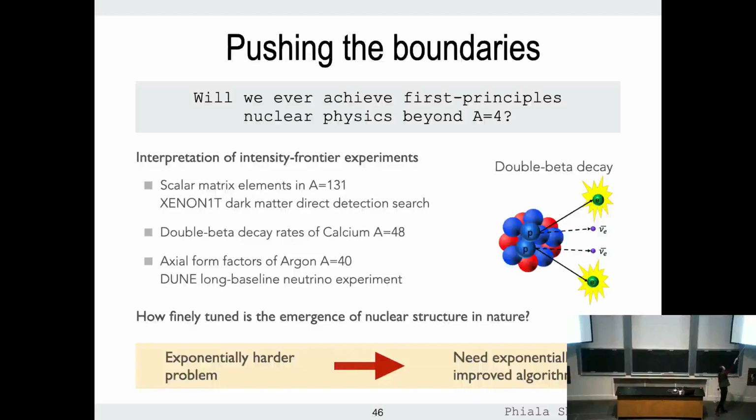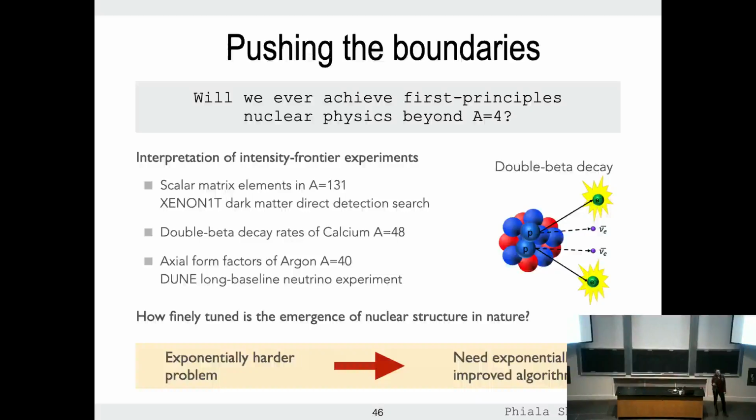But if you're interested in double beta decay, if you want to know whether the neutrino is its own antiparticle or not, the lightest nucleus that undergoes double beta decay is calcium. That's still A equals 48 protons and neutrons. If you care about the DUNE long baseline neutrino experiment, a flagship experiment looking to measure the neutrino mass hierarchy and mixing parameters, they're doing neutrino scattering from argon. Argon, A equals 40. Still too big. You need the axial matrix elements of argon to do the energy reconstruction in that experiment.